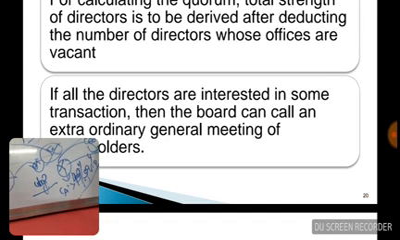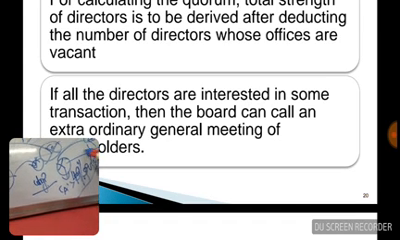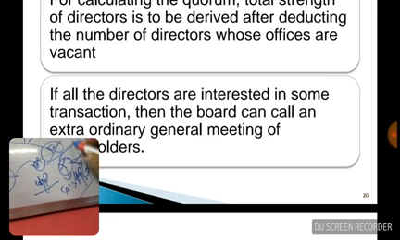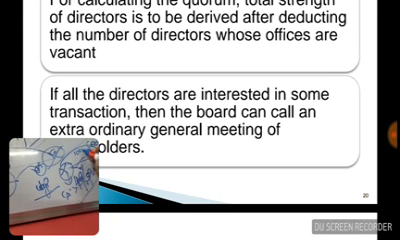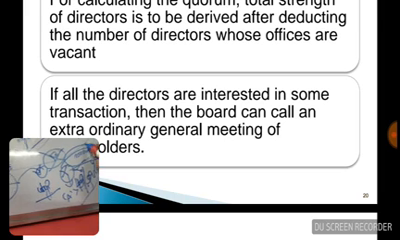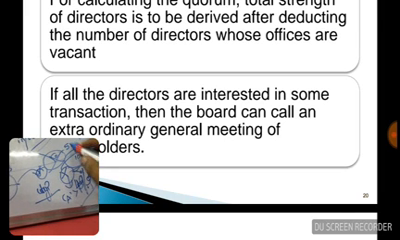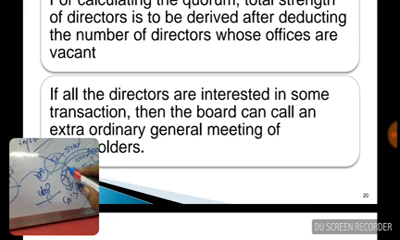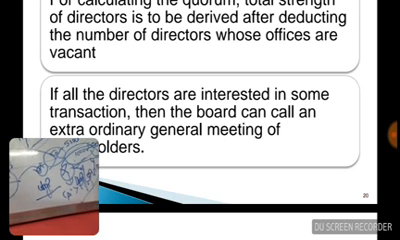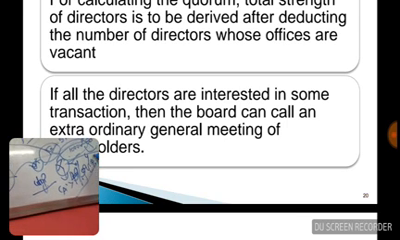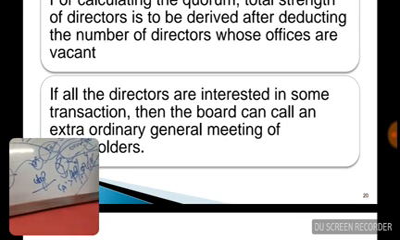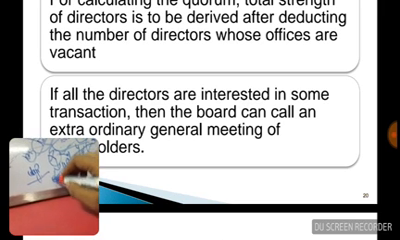So let's see the slides now. If all the directors are interested in some transaction, then the board can call an extraordinary general meeting. This was discussed. If the number of interested directors exceeds 2/3 of the total directors and a minimum of 2 remaining directors are present at a meeting, quorum will be satisfied. This is also discussed. This example is not valid. Actually, as I already explained this one.